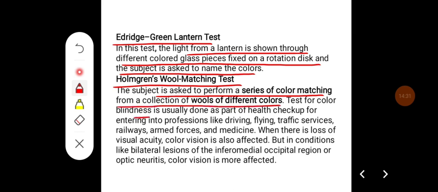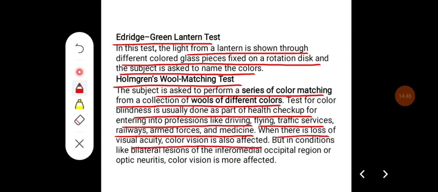Tests for color blindness are usually done as part of a health checkup for entering professions like driving, flying, traffic services, railway, armed forces, and medicine. When there is loss of visual acuity, color vision is also affected. But in conditions like bilateral lesions of the inferomedial occipital region or optic neuritis, color vision is more affected.